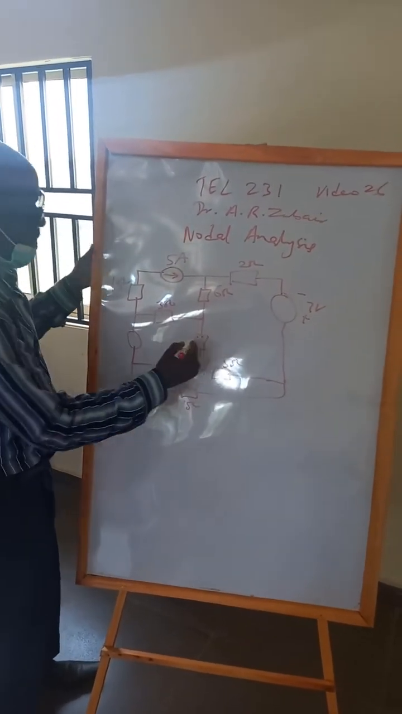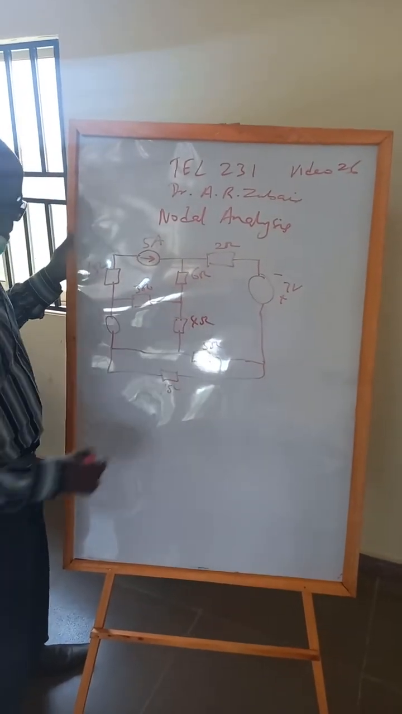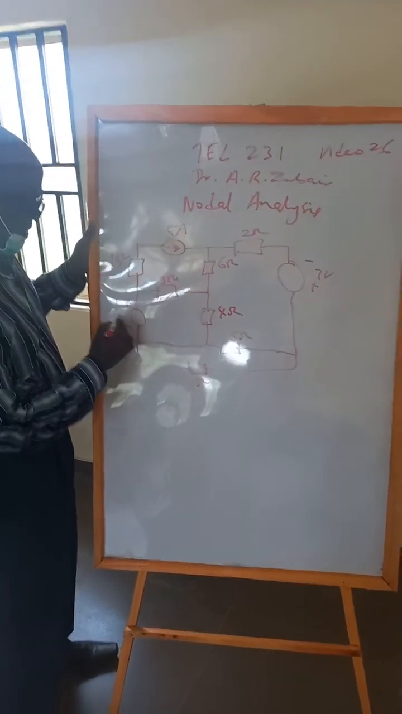So, where? 4 ohm. Okay, it's 4 ohms. Yeah. This is plus minus 9 volts.